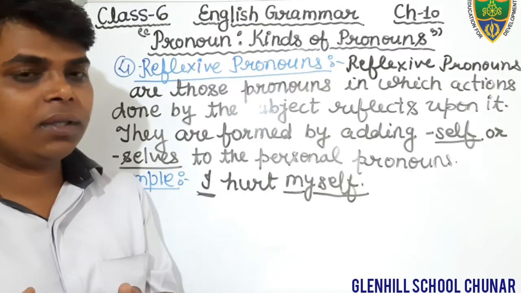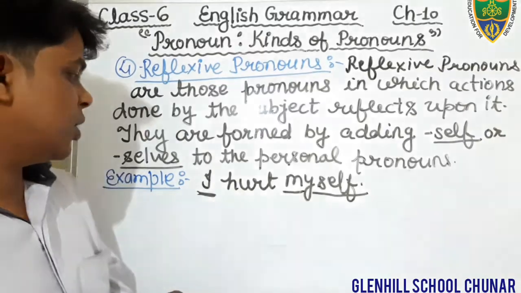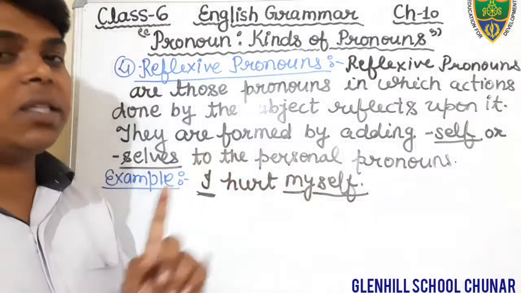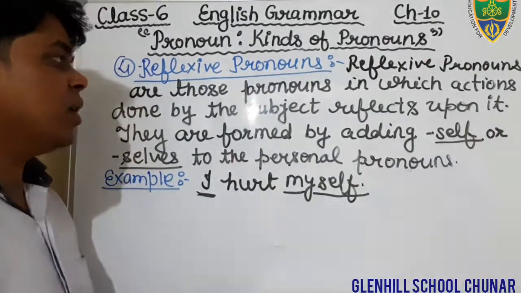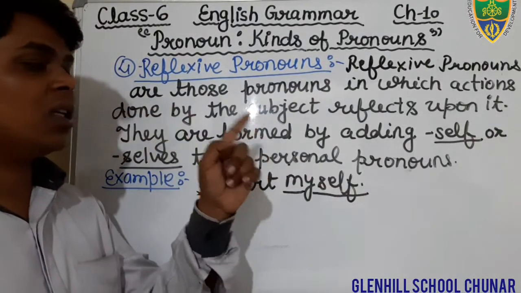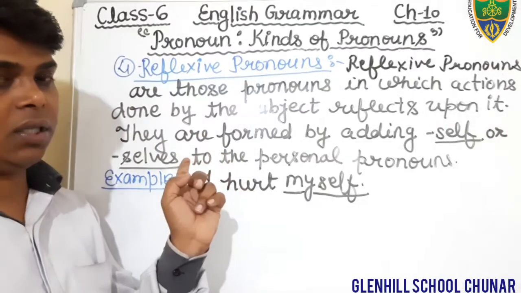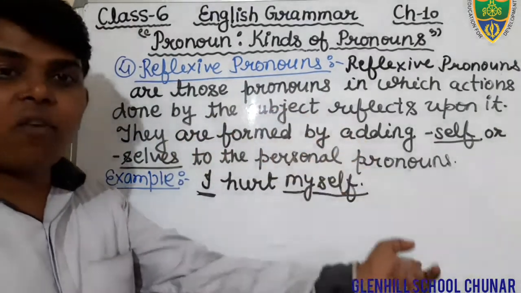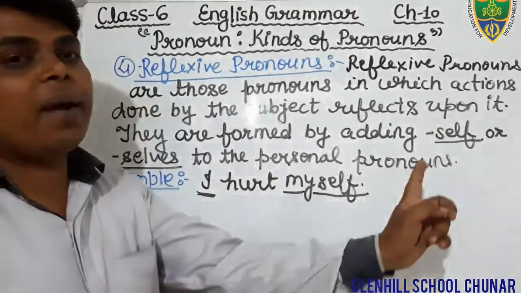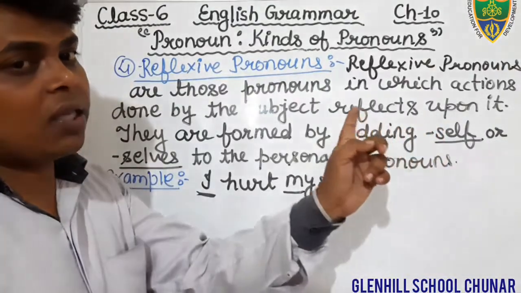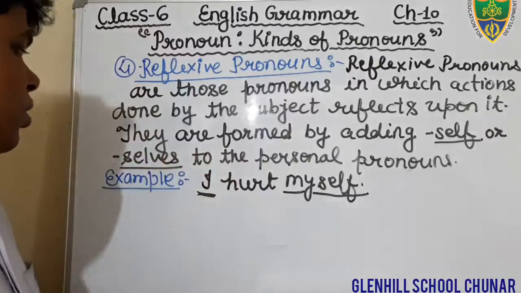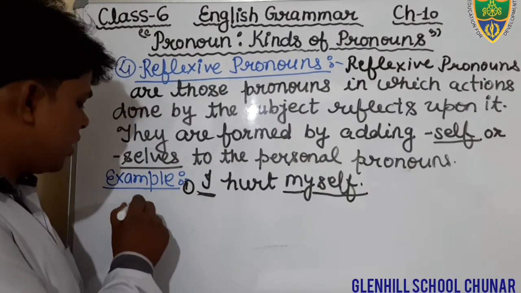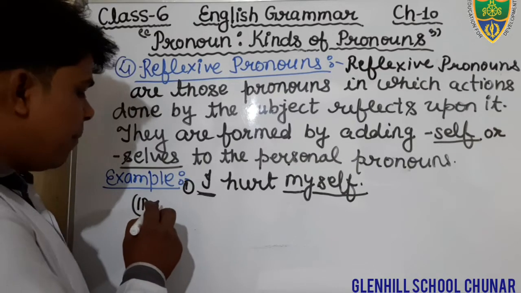Just see, in the sentence I hurt myself, the word myself is a reflexive pronoun because here the action has been done by the subject. And how do we form a reflexive pronoun? By adding self or selves, S-E-L-V-E-S. Okay, one more example we can see, that is another example. Kamala made a cake.